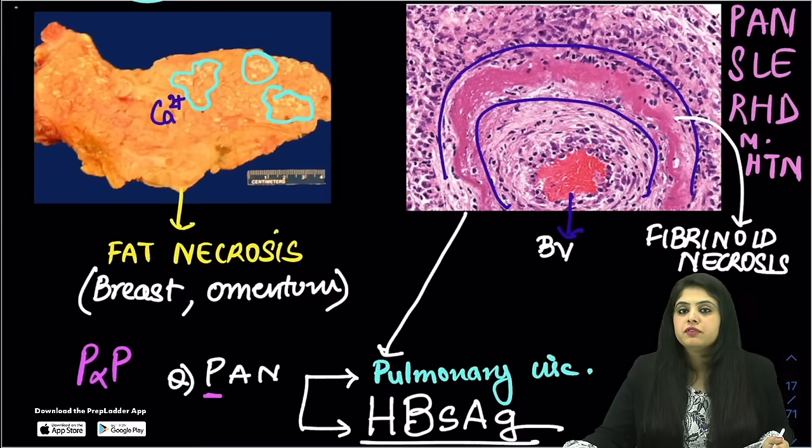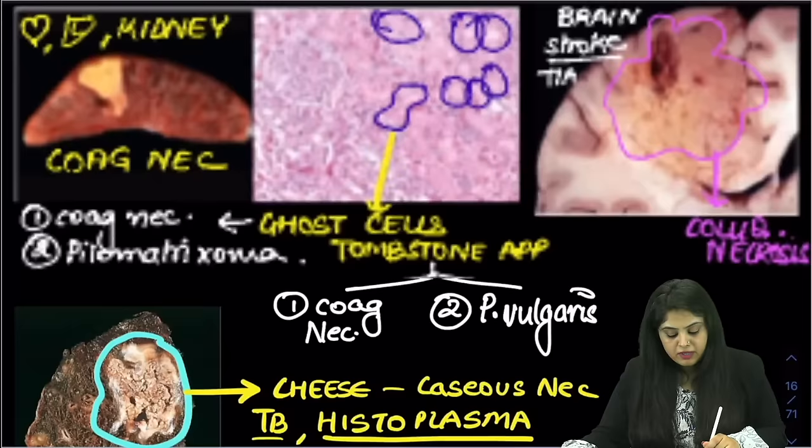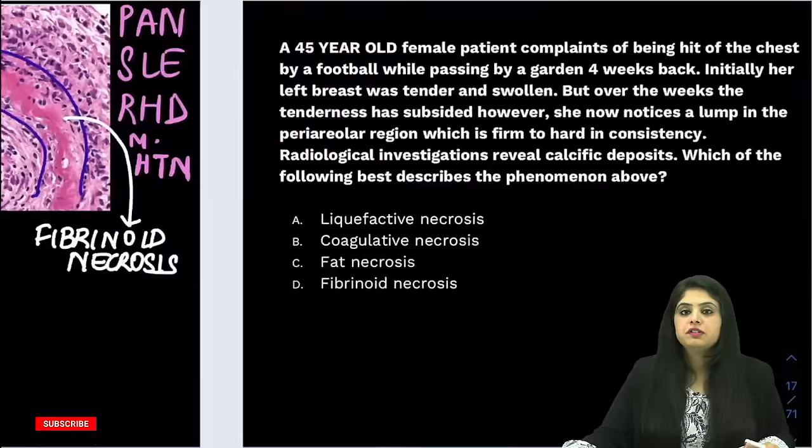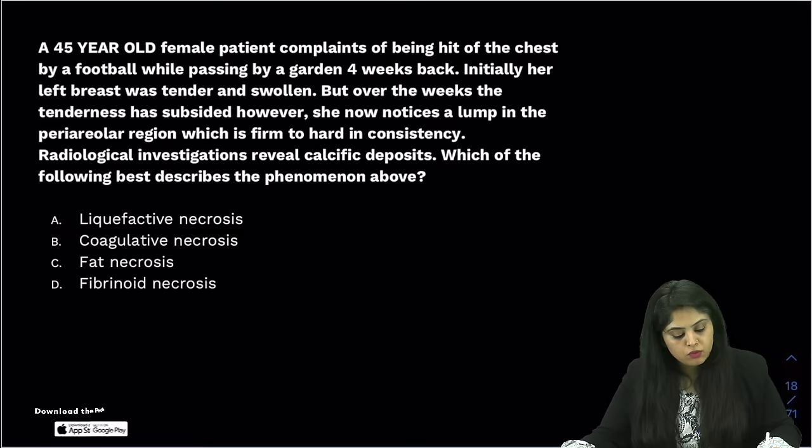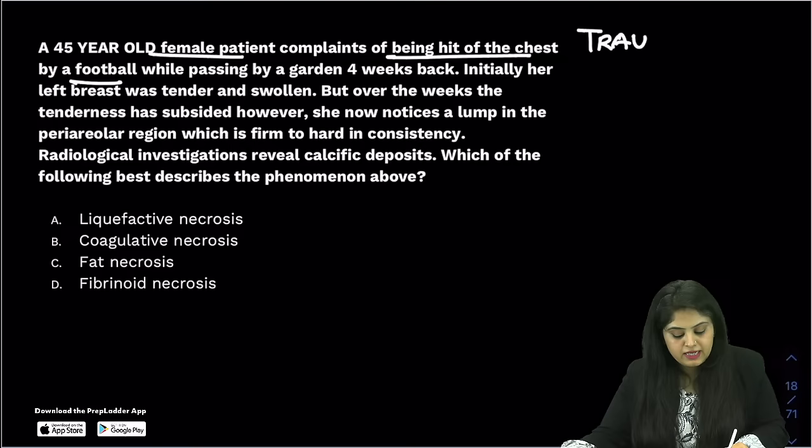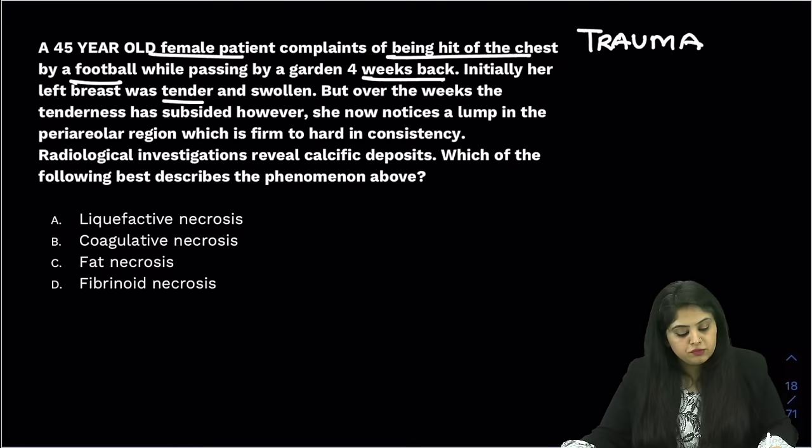Okay, so on the basis of all these, everyone confident about quick revision of necrosis, all pictures of necrosis done, quickly give me an answer to another question which seems very, very simple now. There's a 45-year-old female who complains of being hit on the chest with a football, so there's definitely a history of trauma, while passing by a garden 4 weeks back. Initially, there was tenderness, there was swelling, but over the years it has subsided. Now she notices a lump which is firm to hardened consistency and shows you the presence of calcific deposits.